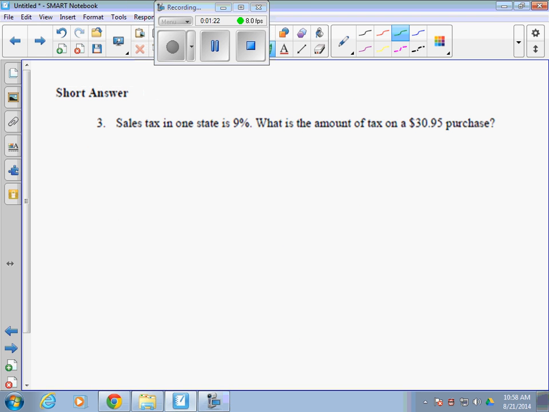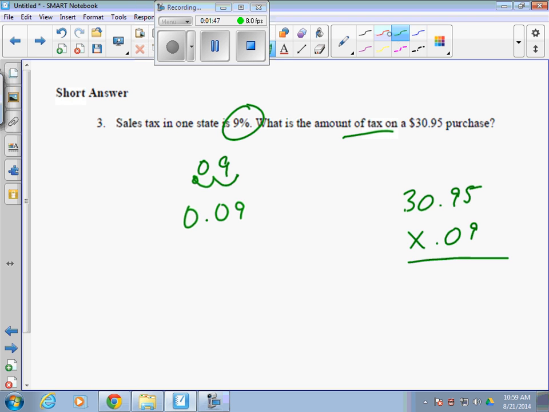Then we get into the short answer stuff. It says the sales tax is 9%. What's the amount of tax on $30.95? Well, it's 9%. That means you have to multiply by, but you can't multiply by 9. You have to move that decimal over and multiply by the decimal version, 0.09. So 0.09 times 30.95, so you got 30.95 times 0.09.